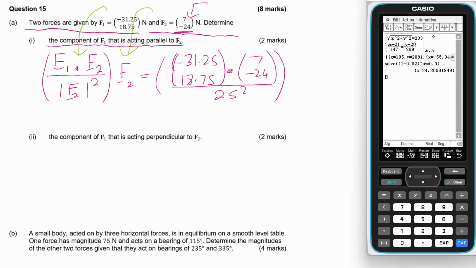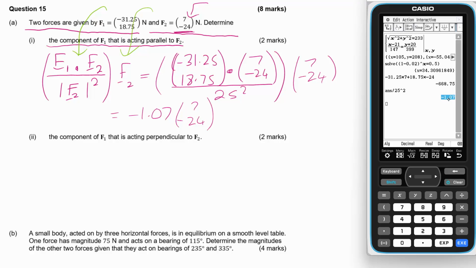So what we need is negative 31.25 times 7, add 18.75 times negative 24, divide that by 25 squared, gives me negative 1.07. And of course, we've got the vector 7, negative 24 here. So that's going to be equal to negative 1.07, 7, negative 24.